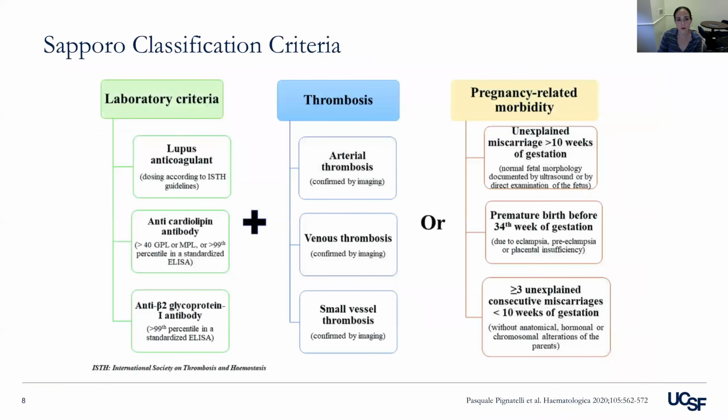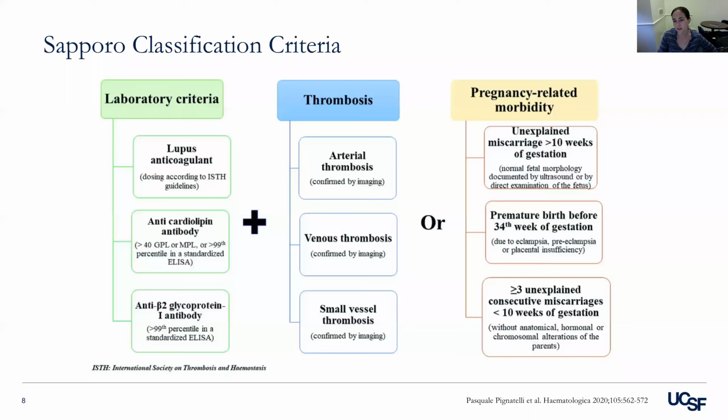So the Sapporo and Sydney classification criteria are all familiar to you. So first, patients have laboratory criteria as outlined on this slide. So either a lupus anticoagulant, anticardiolipin antibodies at moderate to high titers, and or an anti-beta 2 glycoprotein 1 antibody, again at high titers. And then a clinical criterion. And the clinical criterion include either thrombosis, which can be arterial, venous, or small vessel, or pregnancy-related morbidities.